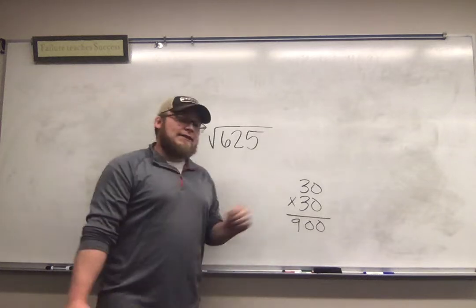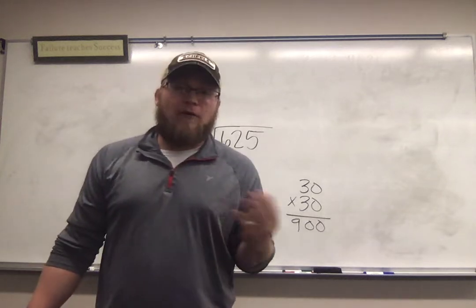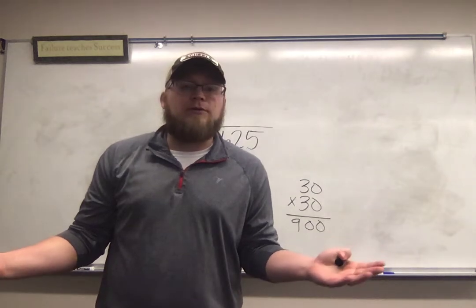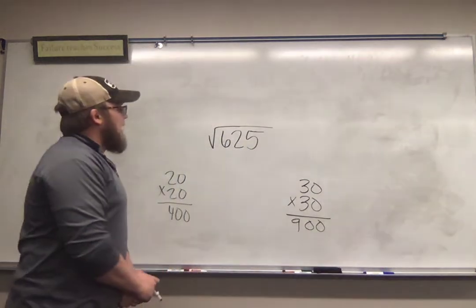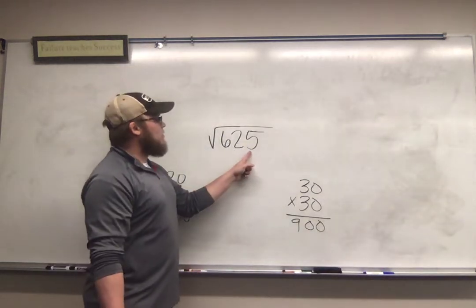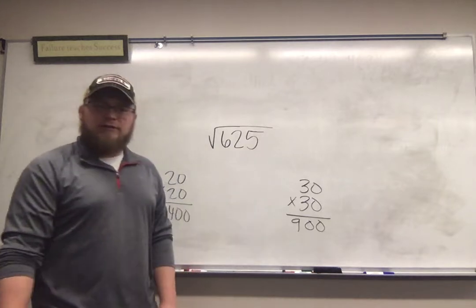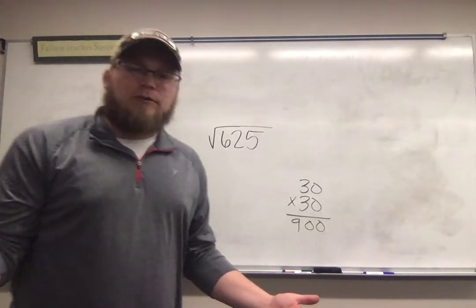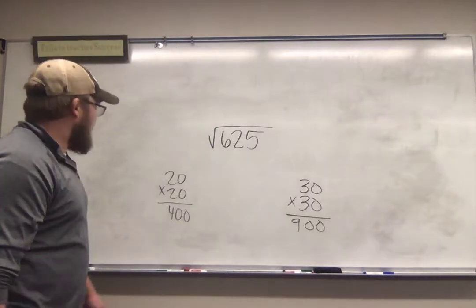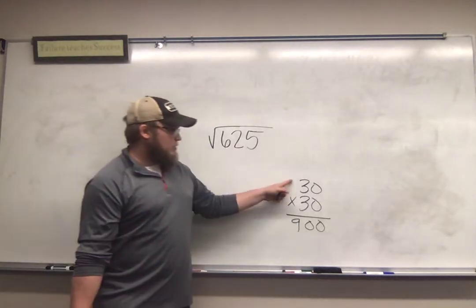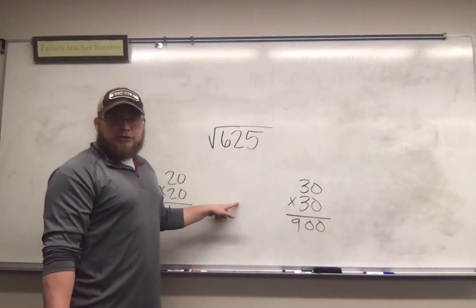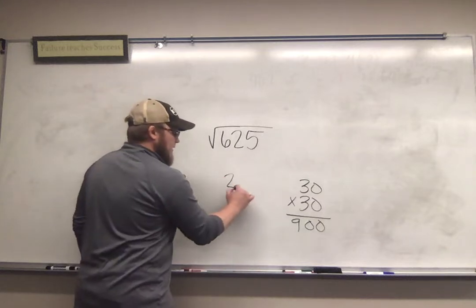And just like the last time in the square root of 400, the 4, how do we equal 4? 2 times 2. Well, if we look at this, I'm thinking, hey, how do we equal a 25? Now, I know 5 times 5 equals 25. So maybe we tried 20, we tried 30. I think we should try 25. And let's see what happens there.